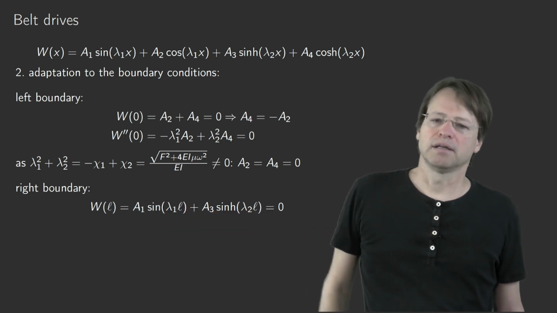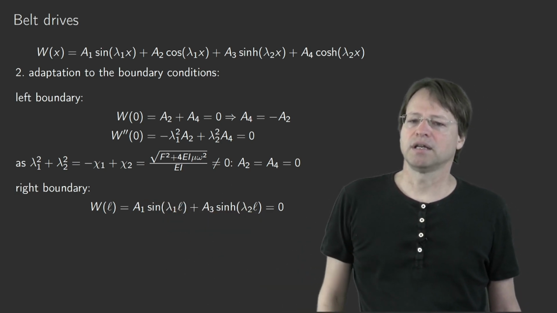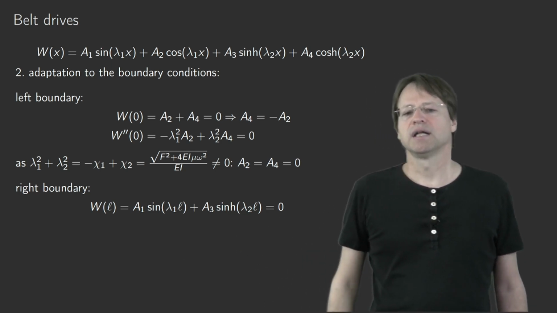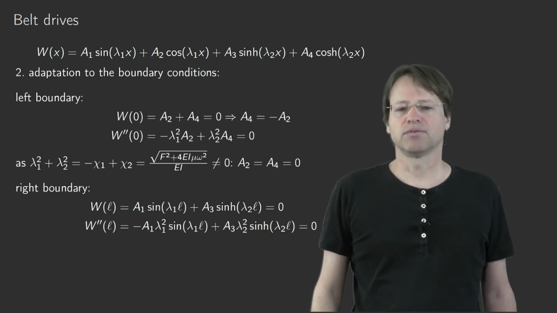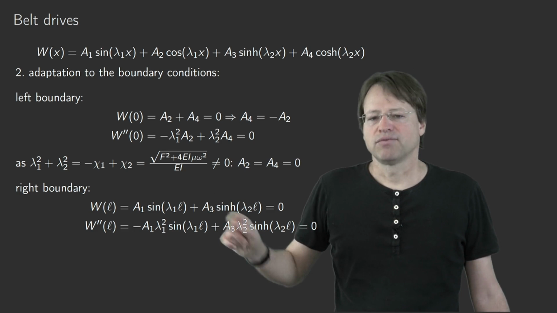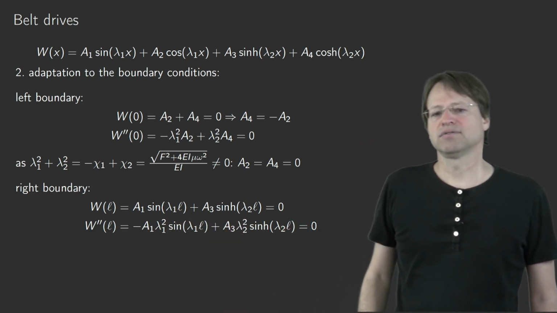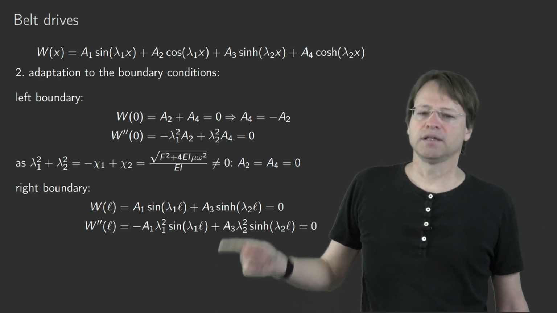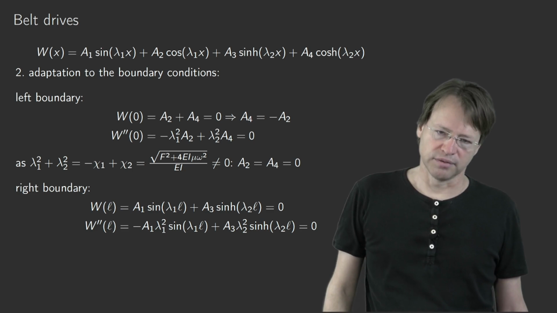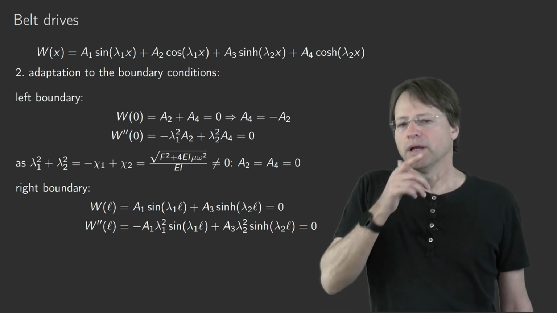Now we plug in x equal to L, and we have a1 sine lambda 1L plus a3 hyperbolic sine lambda 2L is equal to 0. And for the second equation, taking the second derivative, again the sine function reproduces itself with a negative sign and with an inner derivative lambda 1 squared, and the hyperbolic sine reproduces itself with the inner derivative lambda 2 squared.